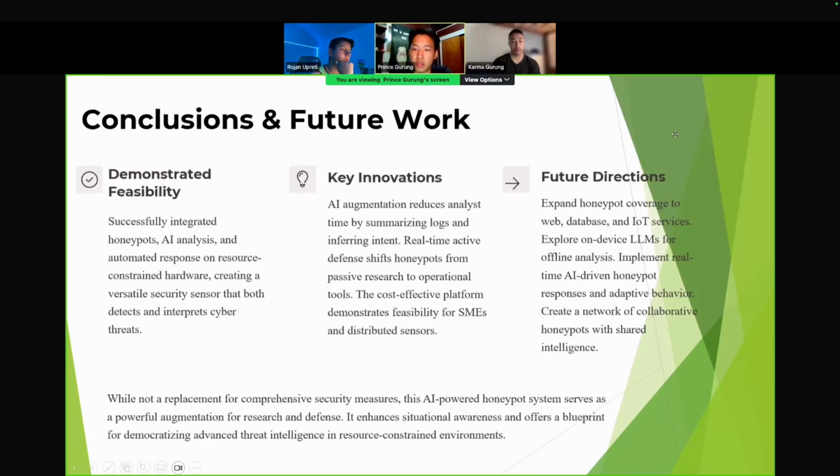Some of the future directions we are taking: we can expand honeypot coverage to web, database, and IoT services, explore on-device LLMs for offline analysis, implement real-time AI-driven honeypot responses and adaptive behavior, and create a network of collaborative honeypots that share intelligence. While not a replacement for comprehensive security measures, this AI-powered honeypot system serves as a powerful augmentation for research and defense.